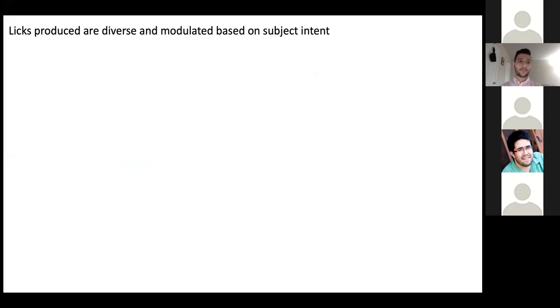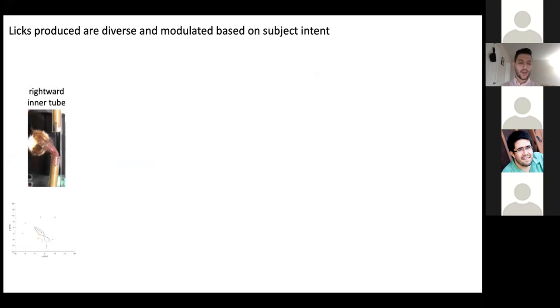So the licks that are produced are very diverse. There's a lot of rich behavior in this task, and it's modulated really based on subject intent. And I'll give you an example of a few of these licks. First of all, we have licks like this that are made to the right, and they go inside the tube because the food is at a position inside the tube that the animal has to make this sort of lick to get.